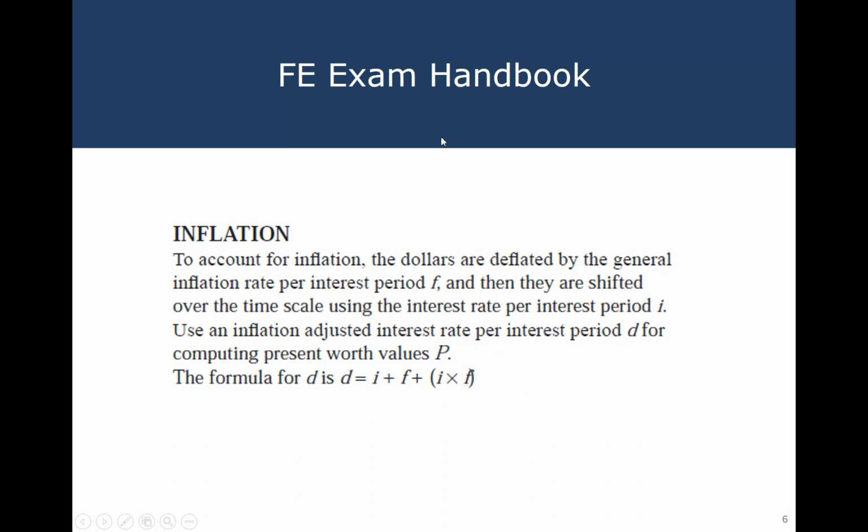In the FE exam handbook, you will find a definition like this. With inflation, the dollars are deflated by the general inflation rate per interest period F, and then they shift over the time scale using the interest rate per interest period I. Using the adjusted interest rate per interest period D for computing present worth value P, the formula for D is D equals I plus F plus I times F.